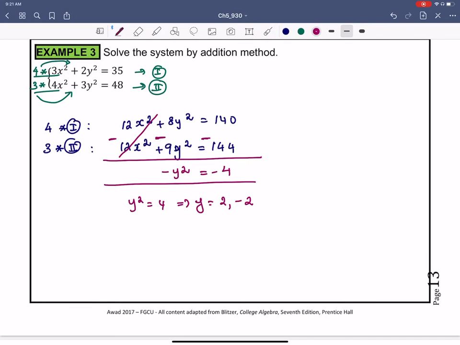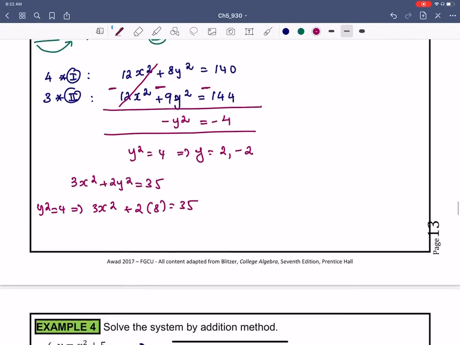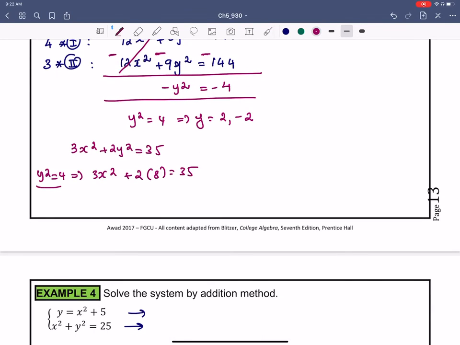So now let's see what happens. We found the y value. Let's try to figure out the x value. We can use either of these equations to do that, but I'm going to use equation number 1. Equation number 1 is 3x squared plus 2y squared is equal to 35. When I plug in y squared is equal to 4, that's going to give me 3x squared plus 2 times 4 is equal to 35. By the way, when I say y squared is equal to 4, that takes care of both possibilities.